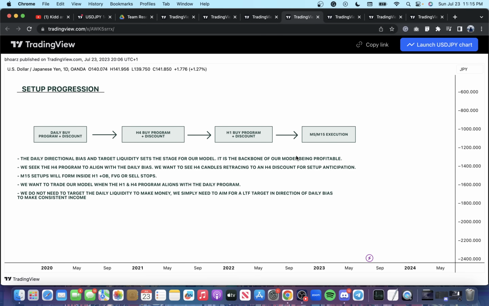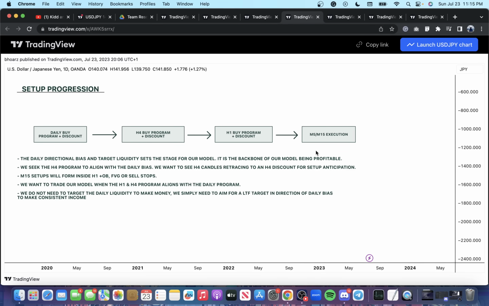Again, without displacement, you cannot make money. Without the market expanding, you're not going to make money. So you want to identify market conditions that are poised to expand, and that's how you make money. And they're poised to expand into a level of your objective. We seek the H4 program to align with daily buys, and we want to see the 4-hour candles retracing to a 4-hour discount for our setup anticipation, just like I talked about here.